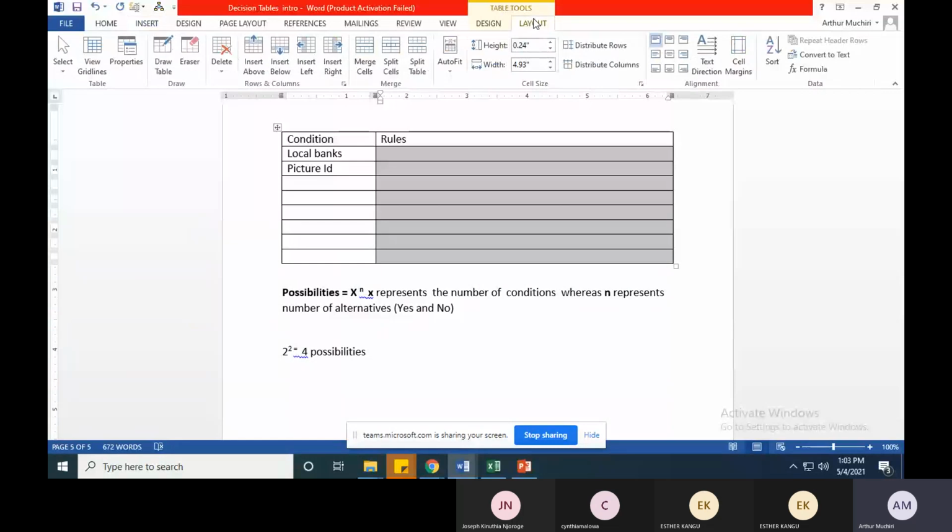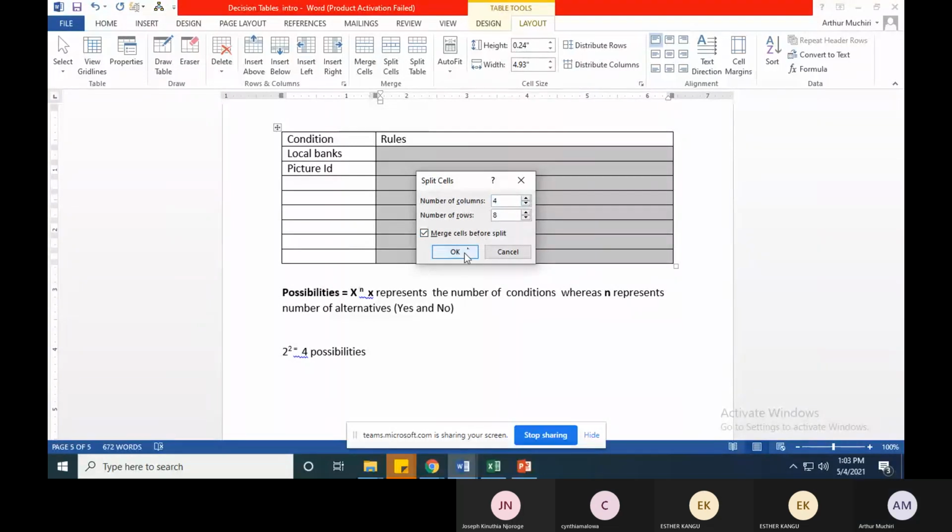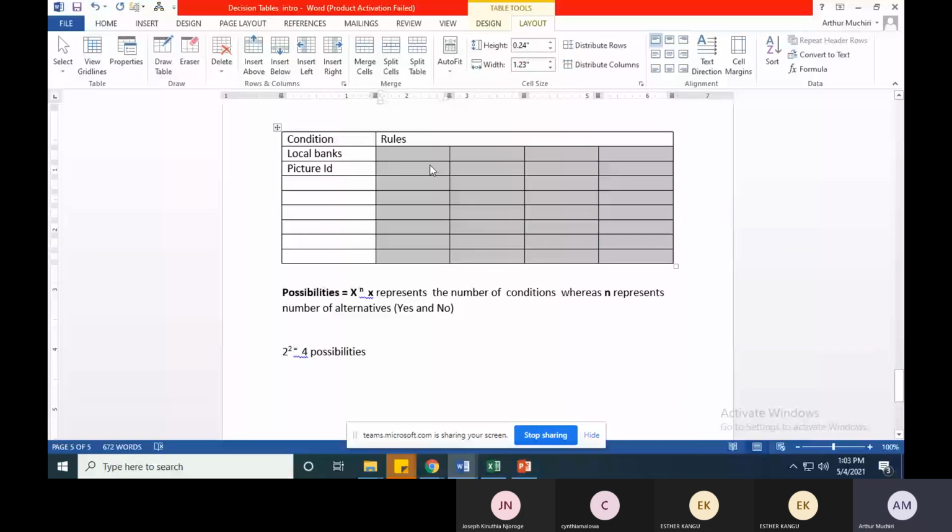So how do I divide this program now? Split cells. Let me see how it's possible. Rows, columns 4. Click OK. See, that is good. Yeah, this is perfect. Now we have how many? So in the rules, we have 4 possibilities.